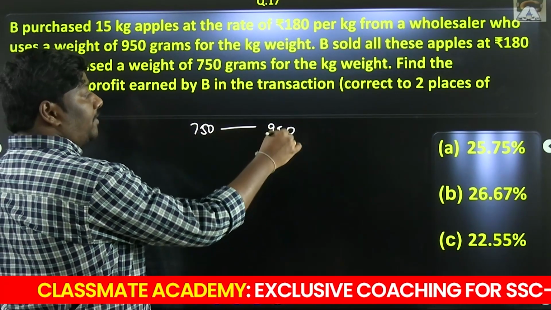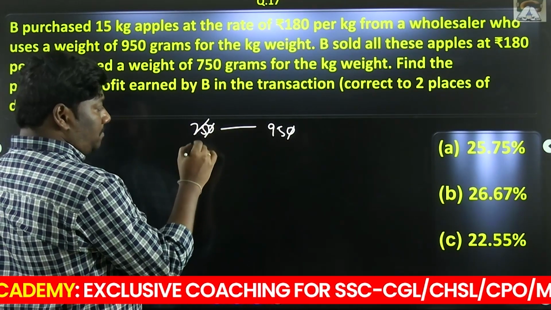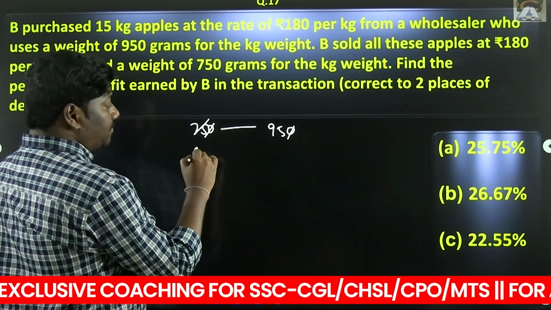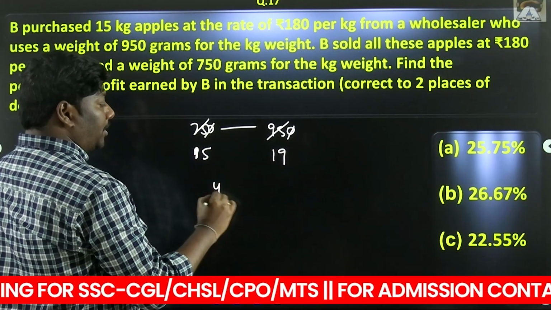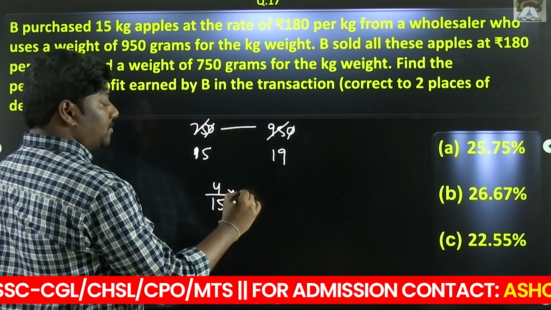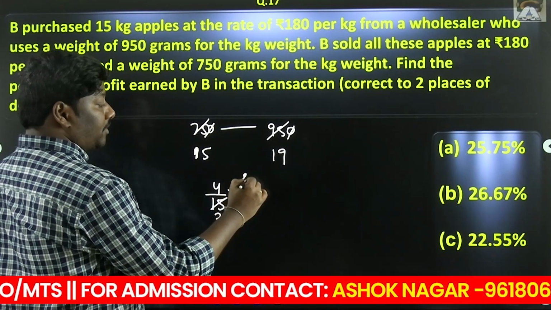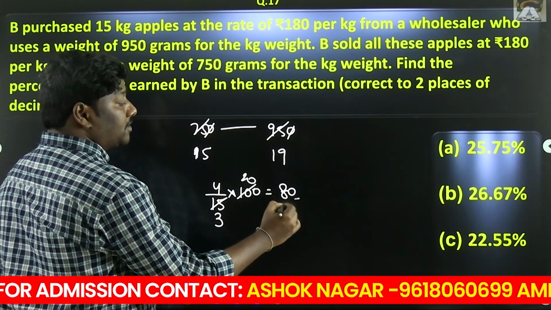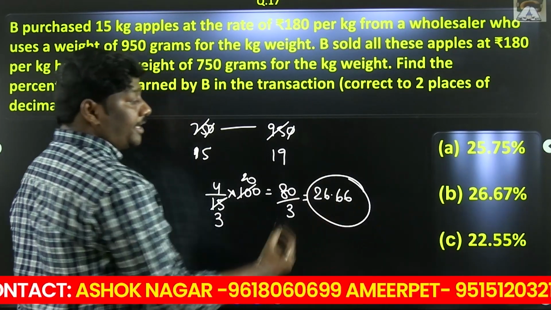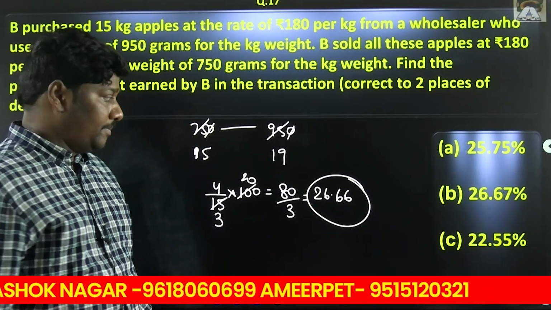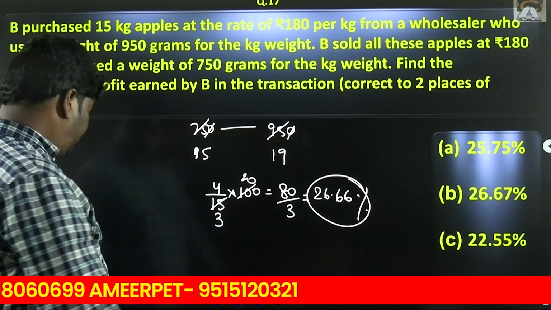So his profit will be, you cancel and cancel, then you will be getting 5 15s, 5 19s, 4 out of 15 into 100. 3 you do it, 20. 80 by 3 is nothing but 26.666, or else you can take it as 26.67. So what is your profit? 26.67 is your profit.